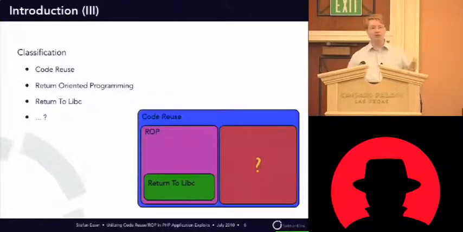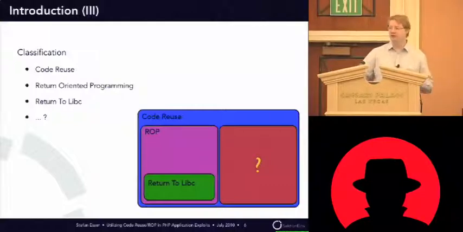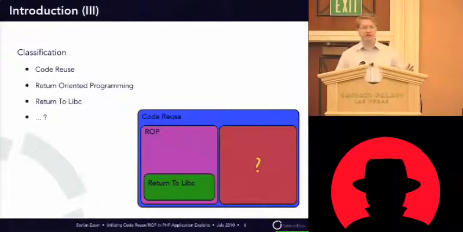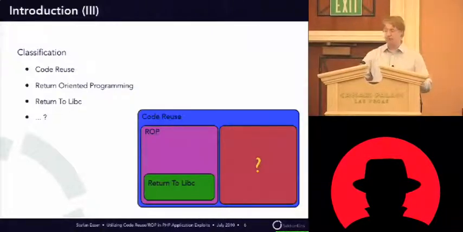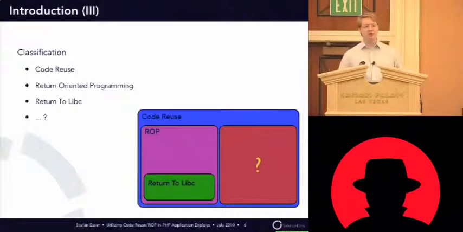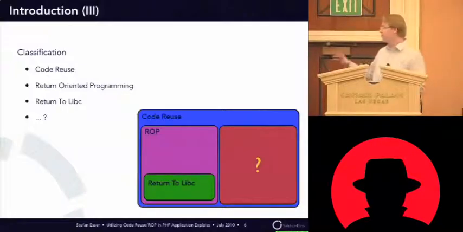When you look at code reuse techniques, you can classify them, and usually code reuse is the major theme. Return-oriented programming is just a subset of code reuse techniques, and a subset of return-oriented programming is return-to-libc. On the other side, there's something most people don't speak about, but code reuse is usually bigger. So I put in a big question mark for now.